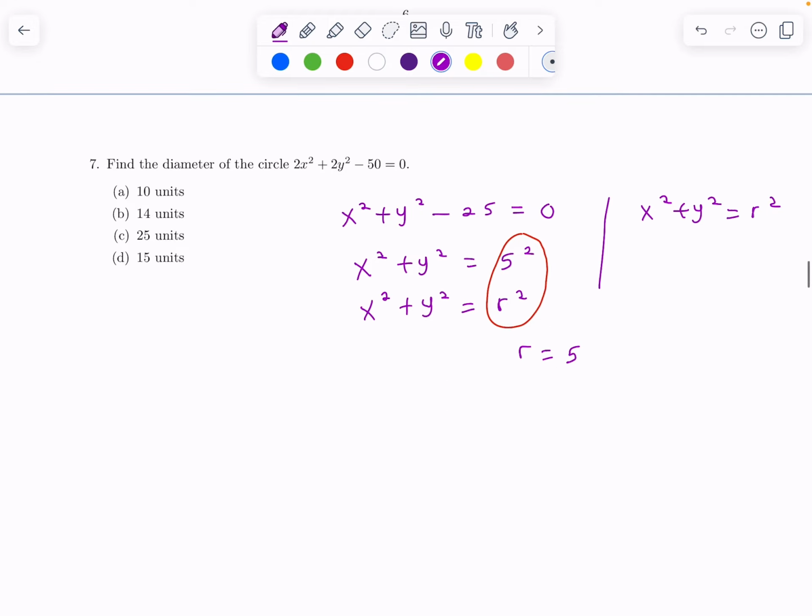So now the question says find the diameter of the circle. Now what's the diameter? The equation for the diameter of the circle, I'm going to put D. The diameter of the circle is just 2R, 2 times the radius. So this is just going to be 2 times 5, and this is what? This is 10. I hope this helps. Okay, so that's A, right?